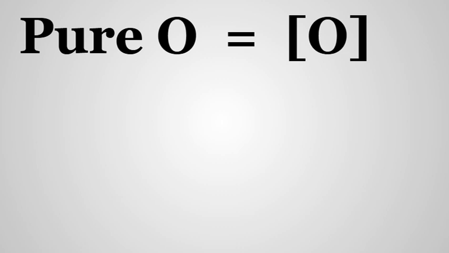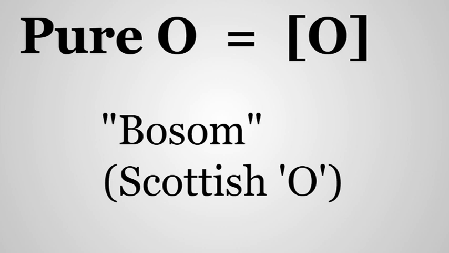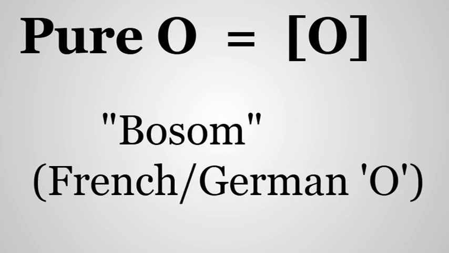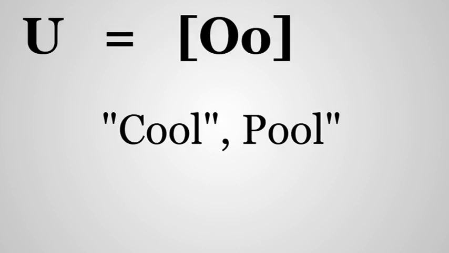This sound is rare in British English and can only be found in a few words like bosom. It is, however, very similar to the way Scottish people pronounce their O's. For those who know French or German, it's also very similar to the O's in these languages. O. The high O sounds like aw. This is roughly the same as the O in not and done. Ah. The U sounds like ooh.